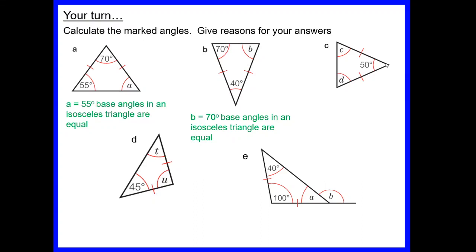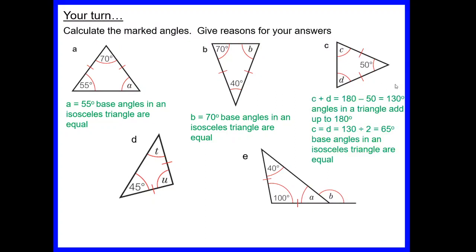Another isosceles triangle here, if we follow the lines down, C and D are both base angles. So we need to start by taking 50 away from 180. So C plus D as 180 minus 50 is 130. And we used angles in the triangle add up to 180 degrees to work that bit out. So both of these together are 130.